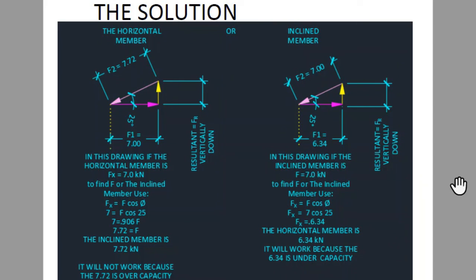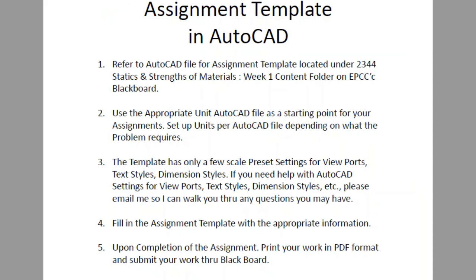Before we take off, though, I do want to remind you that for this course, we will be using an assignment template in AutoCAD. Please refer to the AutoCAD files for assignment template located under 2344 Statics and Strengths of Materials Week 1 content folder on EPCC's Blackboard. Use the appropriate unit in AutoCAD files as a starting point for your assignments. Set up units per the AutoCAD file depending on what the problem requires.